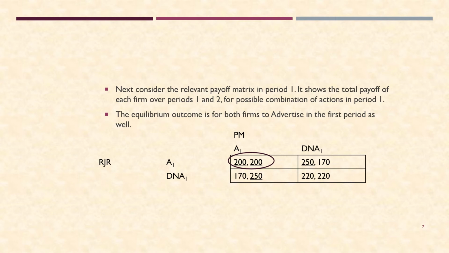Following this logic, the relevant payoff matrix in period 1 is determined by adding 100 to each payoff in a one-shot game. In this matrix, I added the subscript 1 to actions to indicate that I am referring to period 1 actions. The equilibrium outcome is for both firms to advertise in period 1.